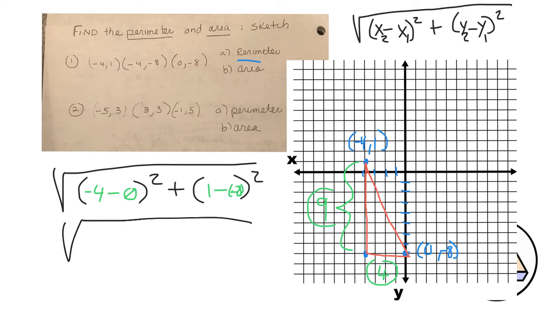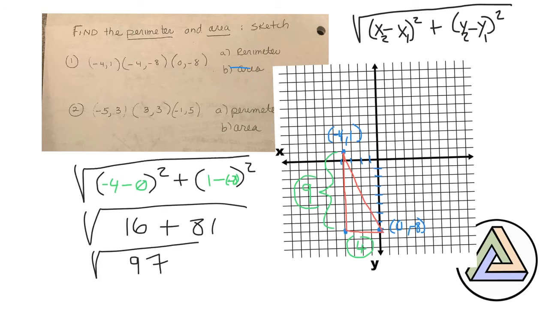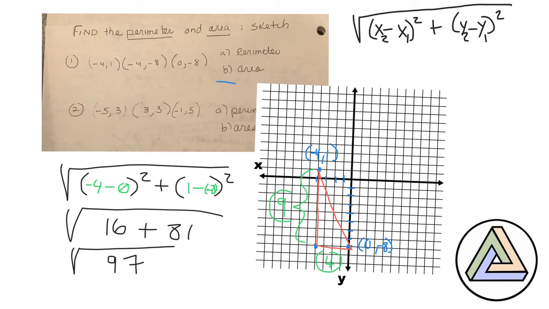And we end up with negative 4 squared, which is 16. We're going to add that to 1 minus negative 8, which is 9, and 9 squared is 81. And that ends up becoming 97, radical 97. So kind of a tricky number, kind of an ugly number. If you plug that into your calculator, you get some decimal. But I'm just going to write the answer as radical 97. The other side is 9.